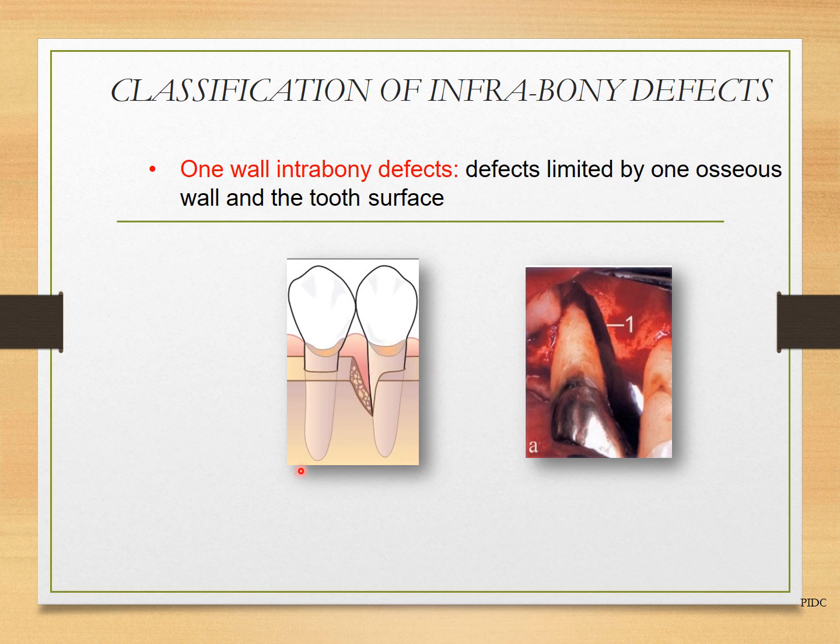This is the diagrammatic representation, and this is the clinical representation. You can see that only one wall is left here, this one, on this side. So here also you can see only a one wall defect, which you can also call a hemiseptal defect.